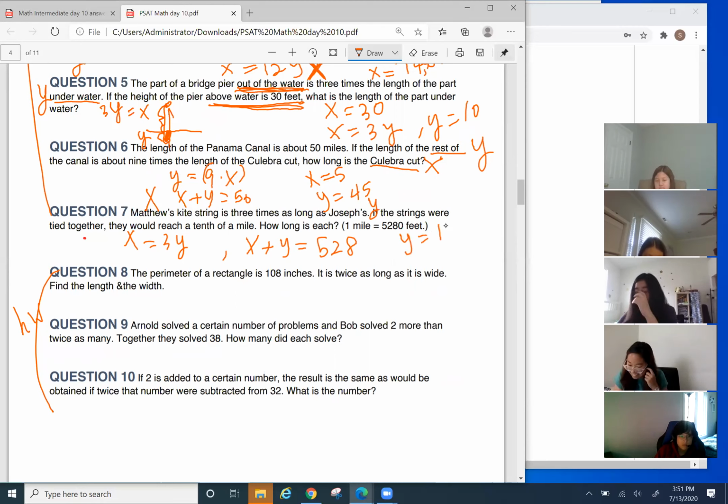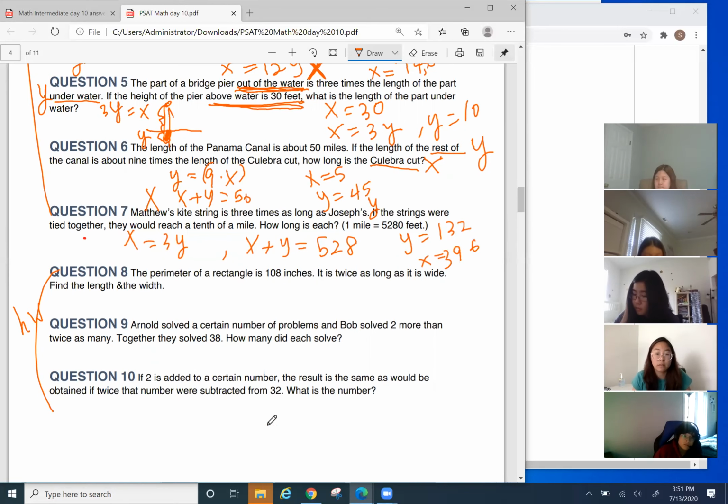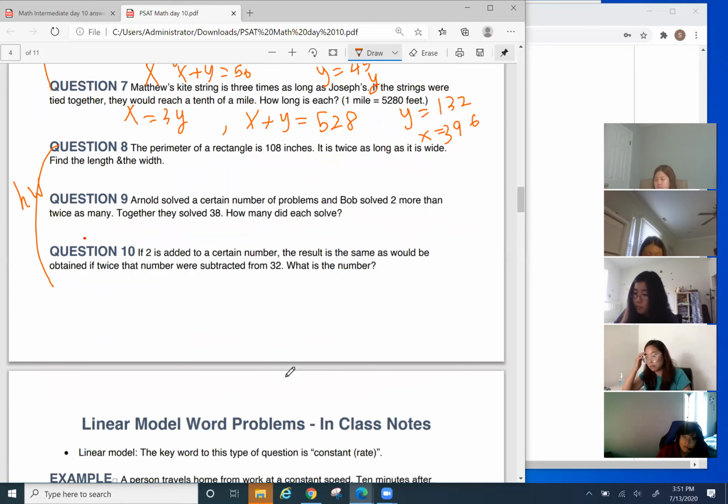Next I plugged in, so 3y plus y equals 528, which equals 4y equals 528. So y equals 132. Then in the beginning, x equals 3y, y is 132, so x equals 396. Perfect, good job. So how was it? Is it doable? Right, okay.